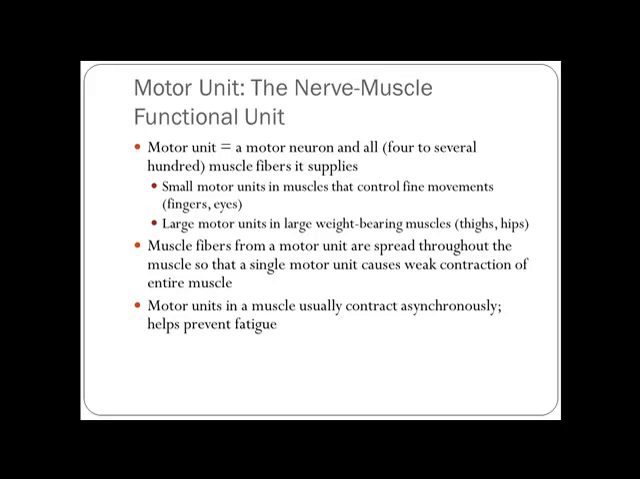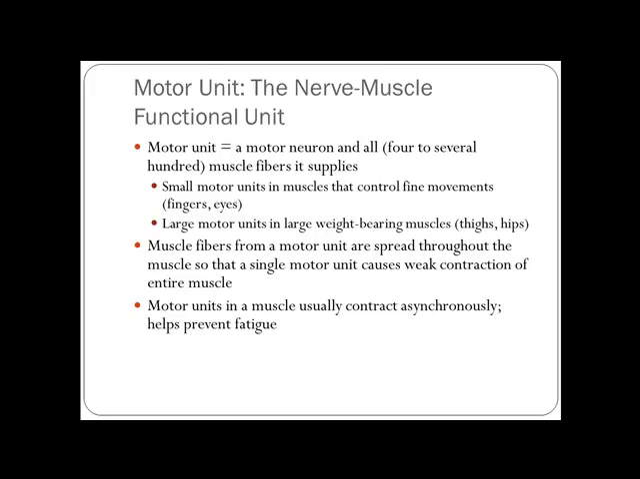Okay, so with the motor unit, we're going to have our motor unit, which is going to be a motor neuron and all of the muscle fibers it supplies. Small motor units we'd find in your facial muscles and your hands, so those can do fine, small, delicate movements that do not require a lot of strength. Large motor units you'll find in things that require a lot of activity, like your thighs, your hips, stuff like that.